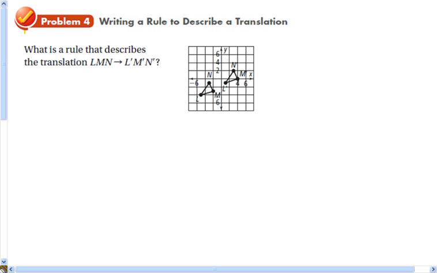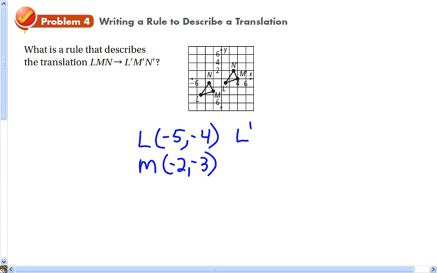All right, what is a rule that describes the translation LMN to L prime, M prime, N prime? For this one, we just need to take a couple points, like L is negative 5, negative 4, and M is negative 2, negative 3, and then look at the image points. L prime is 1, negative 1, and M prime is 4, 0.